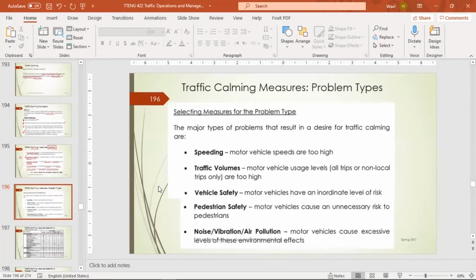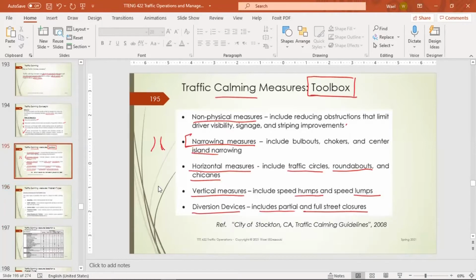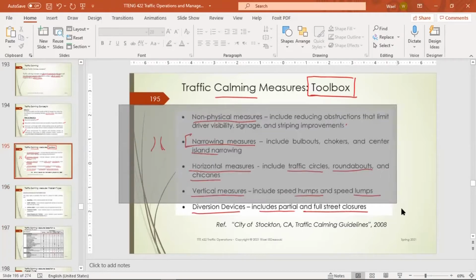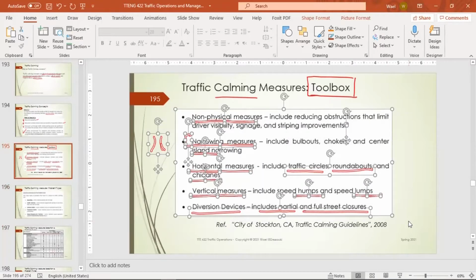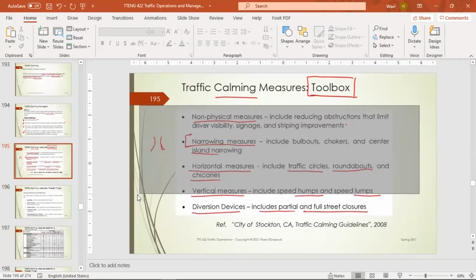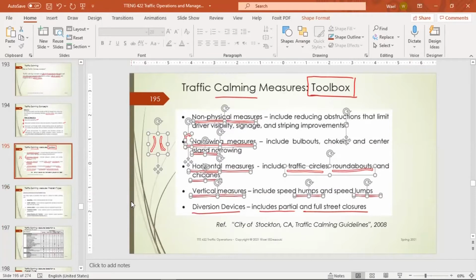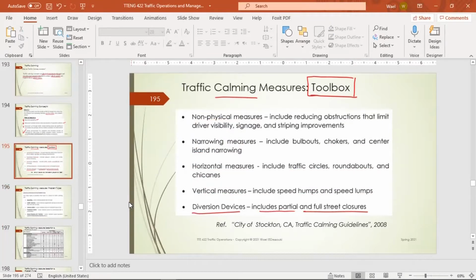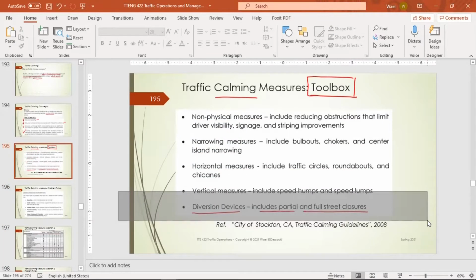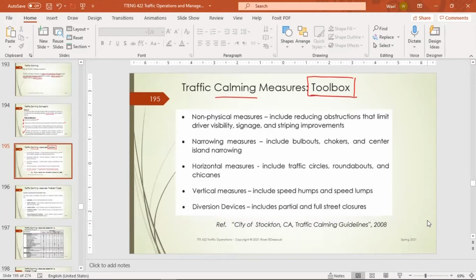So, selecting the measure for the problem type: not all of these measures fit all problems. If we have a problem, some tools are effective, some tools are not suitable for that problem or that specific application. So that's why we have to be careful about which measure to use for which type of problem.